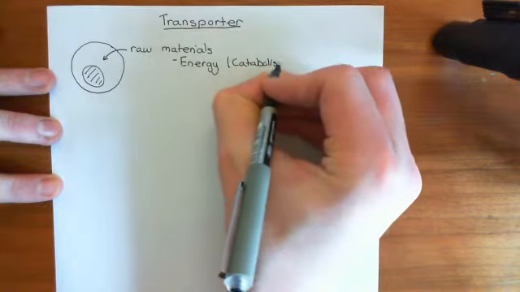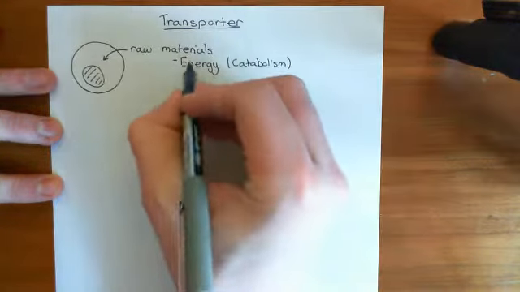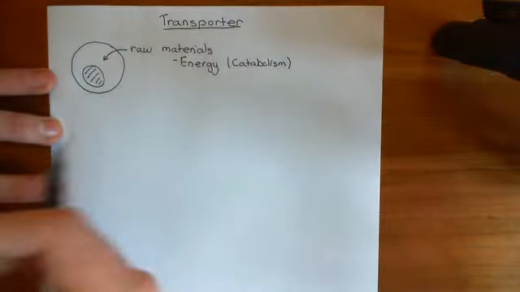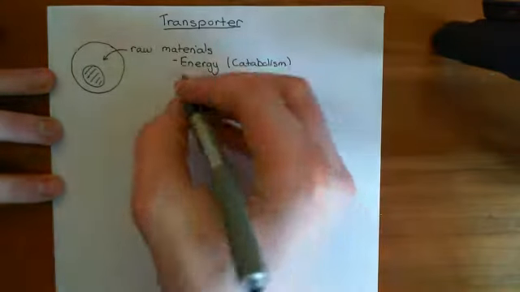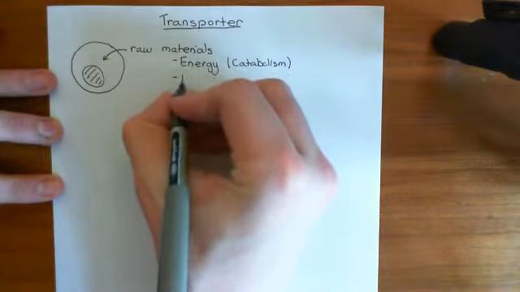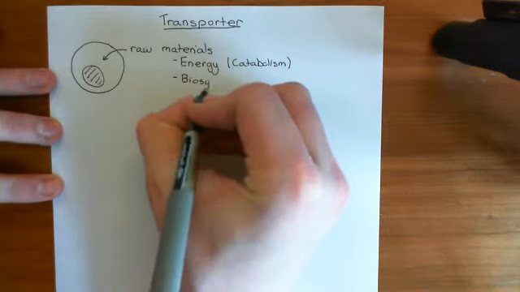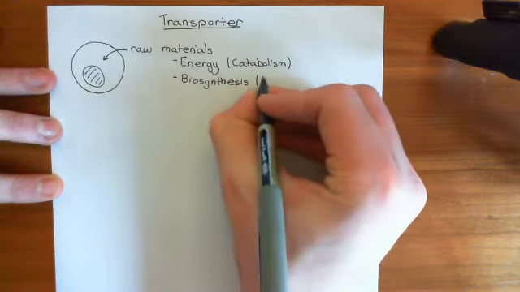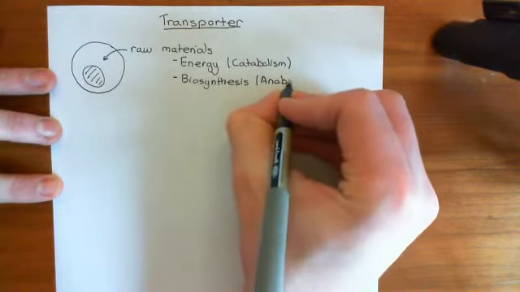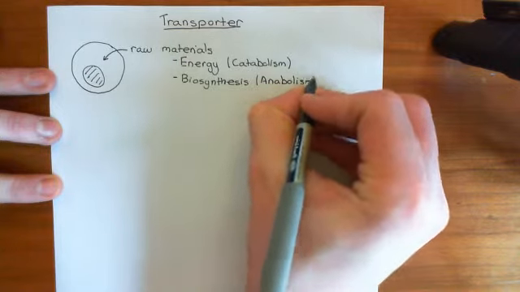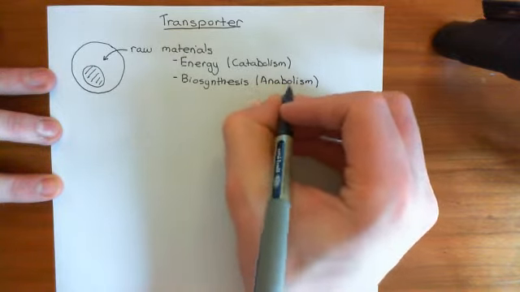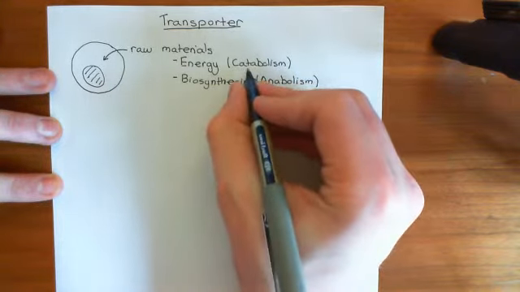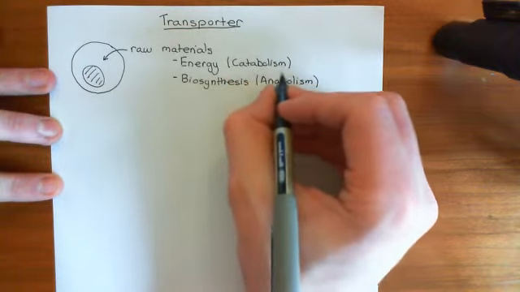We can also use raw materials to build bigger molecules such as proteins and DNA and large biological molecules like that. So we can also use them in biosynthesis, and the fancy word for building molecules is known as anabolism. If you're building something rather than breaking something down, that's called anabolism. So anabolism means taking small things and joining them together to make something bigger. Catabolism means taking a big thing and breaking it down into even smaller pieces.